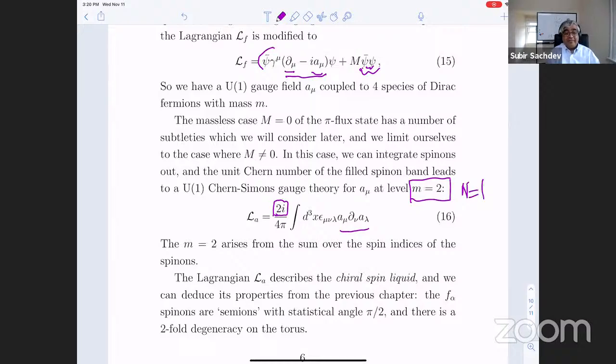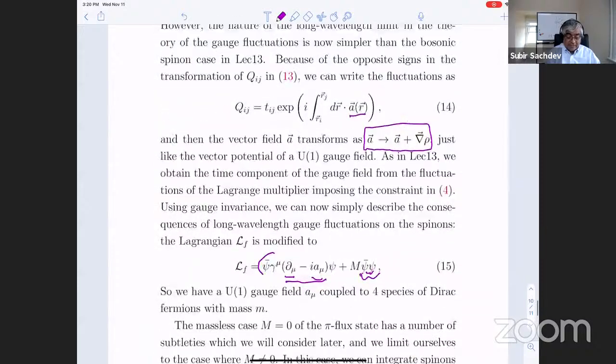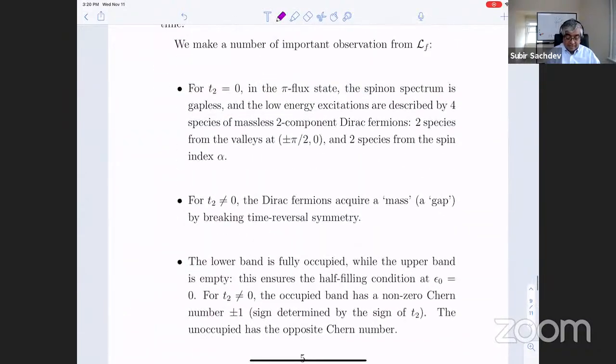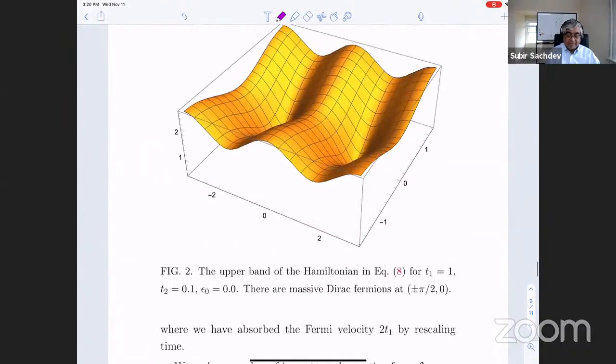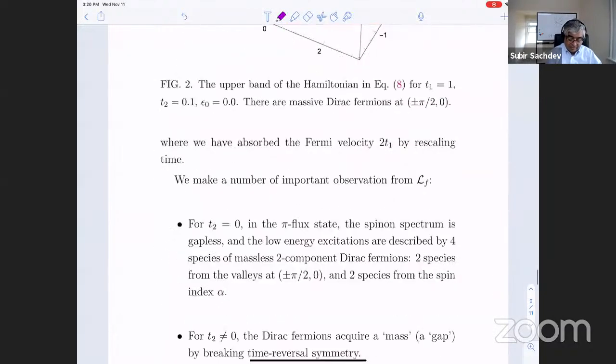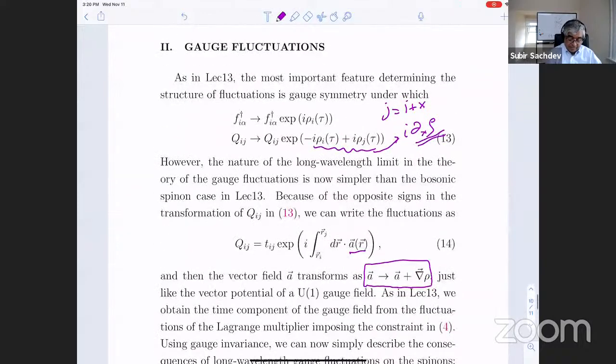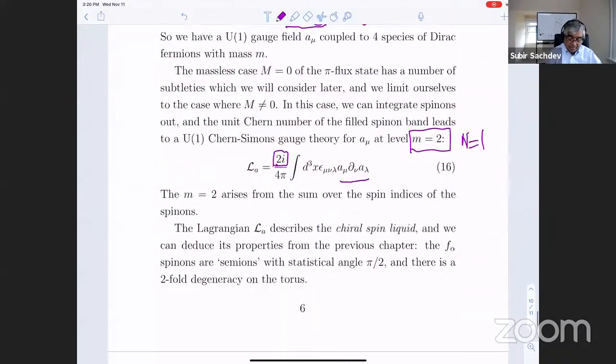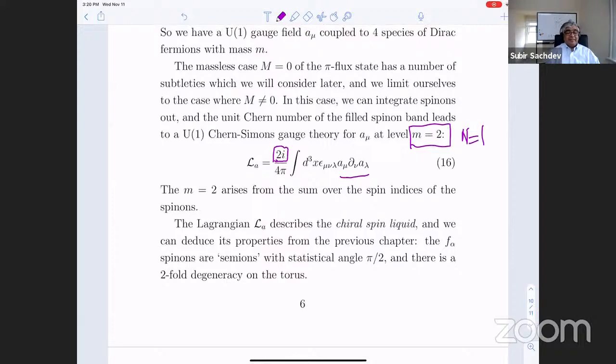Where's the 2 come from? The 2 comes from the fact that there are 2 spins. You have spin up and spin down fermions occupying the lower band. So each one of them gives you one Chern-Simons term with a unit coefficient, and together they give you a factor of 2. Okay, so there we have it. There's our first microscopic derivation of a Chern-Simons gauge theory with a non-trivial coefficient, M equals 2.